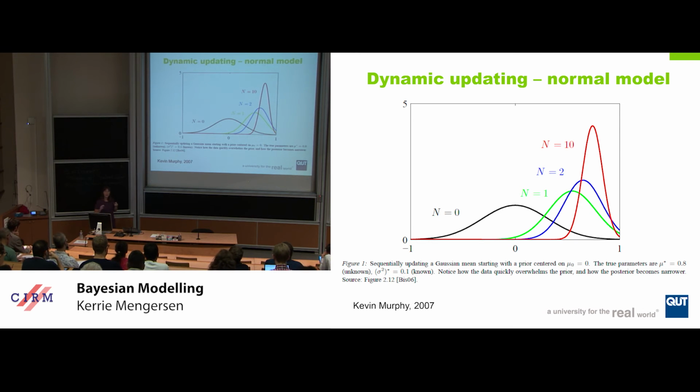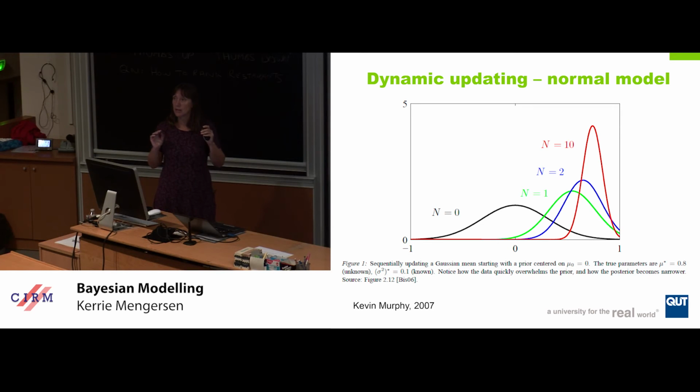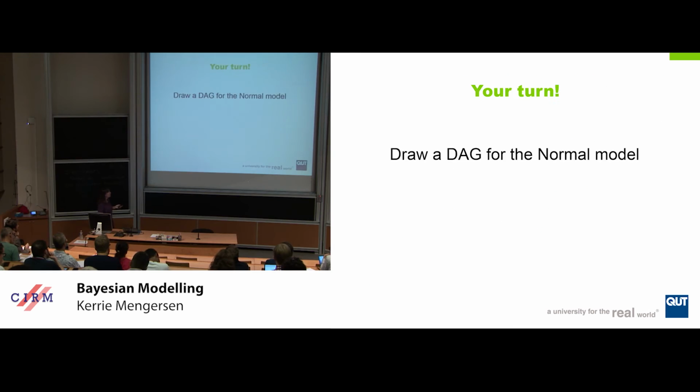So you can see here how we can also start to calibrate our prior by saying how many observations' worth my prior is. I can think about it in the same sort of terms as my data. Right, so if I do that, I just want you to draw a DAG of that normal model. We have a normal likelihood and a normal prior. Okay, draw me a DAG.